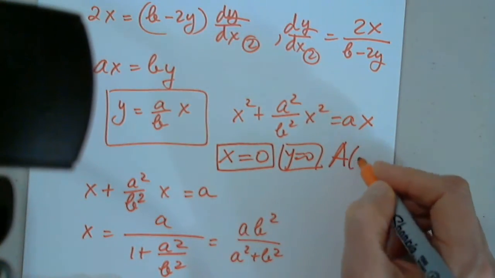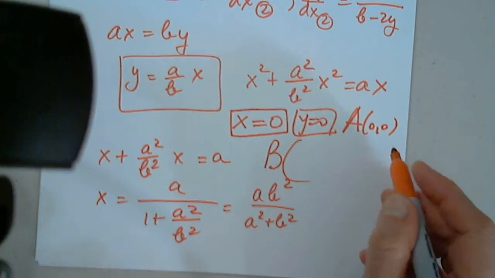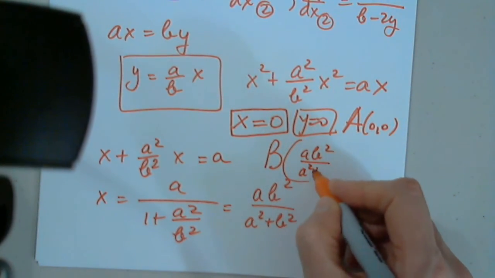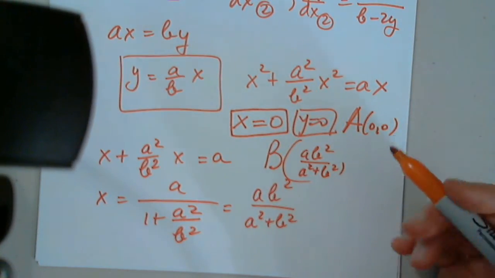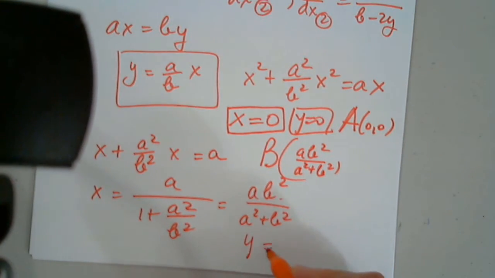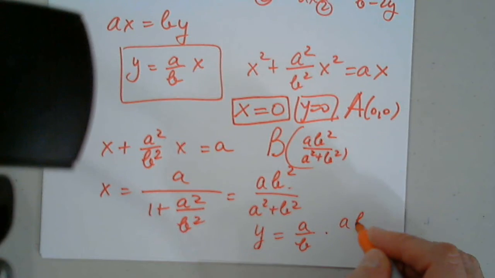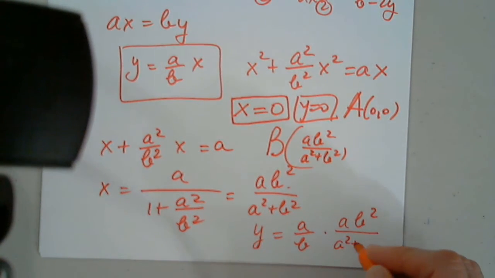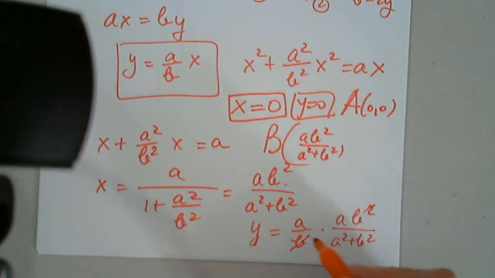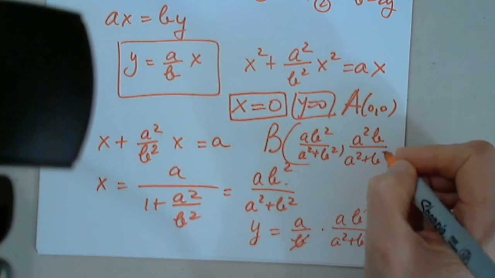So this is point A, (0, 0). And there is a point B with x equal to ab squared over a squared plus b squared. And with y, I need to multiply this. So y will be a over b times ab squared over a squared plus b squared, and b will be simplified. So it's a squared b over a squared plus b squared.